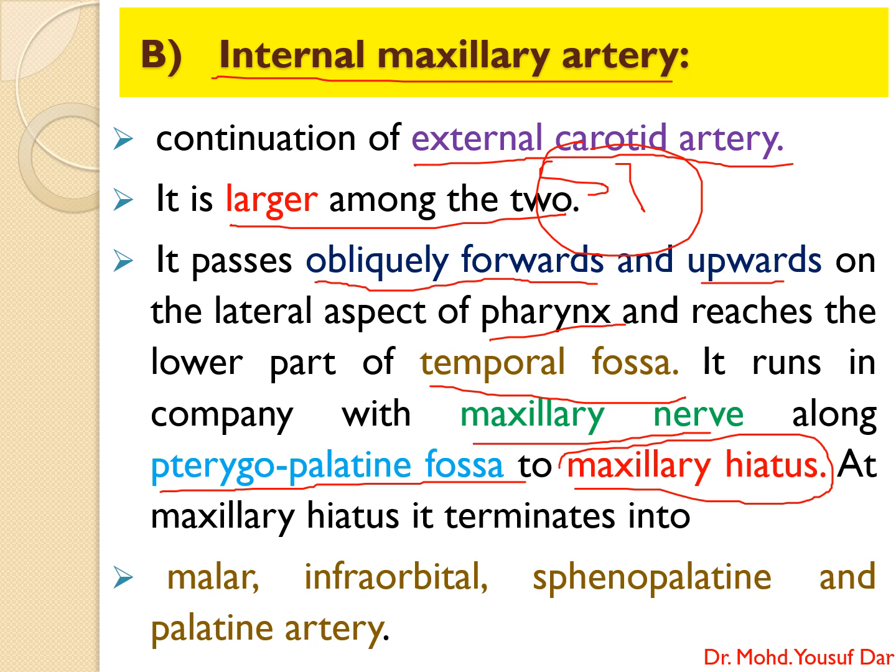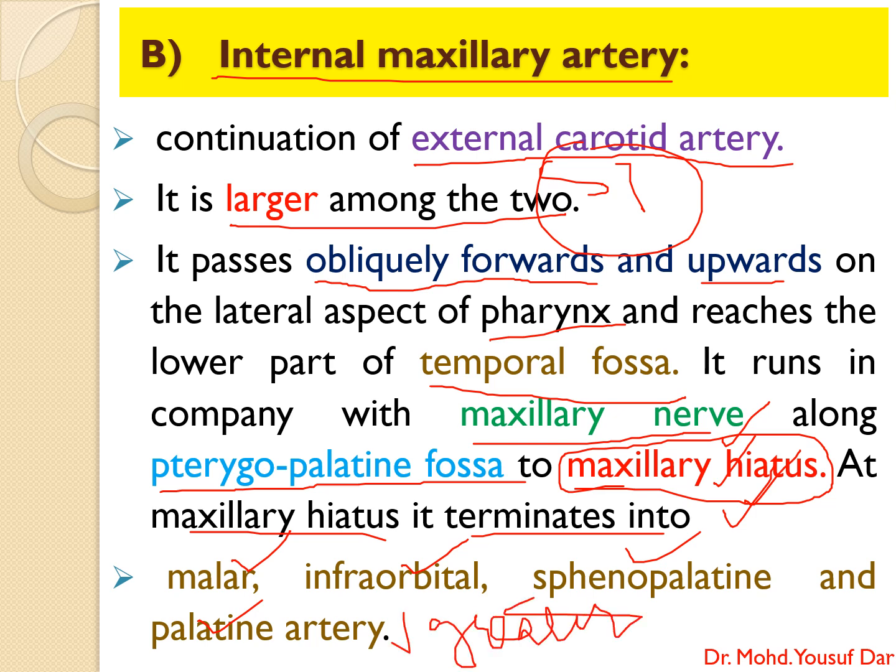the maxillary hiatus. The internal maxillary artery reaches the maxillary hiatus. What is there at the maxillary hiatus? There are many foramens here: the posterior palatine, the superior palatine, and the maxillary foramen. They are present in the maxillary hiatus. So at the maxillary hiatus, the internal maxillary artery terminates into the malar artery, infraorbital artery, suprapalatine and palatine, which we also call the greater palatine artery. So these were the different terminal branches of the internal maxillary artery at the maxillary hiatus.